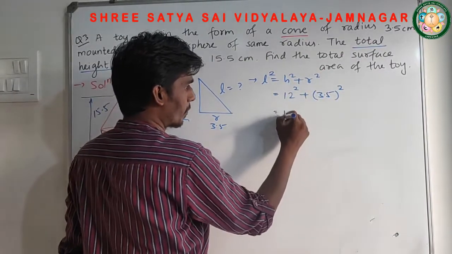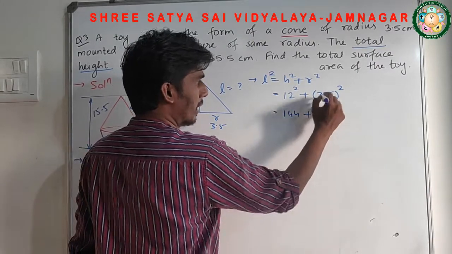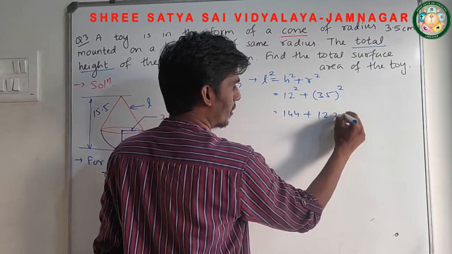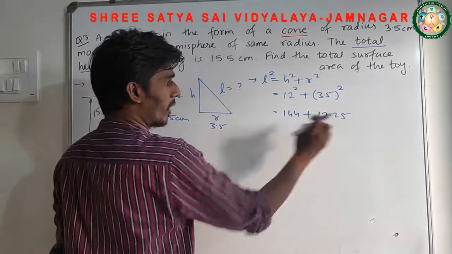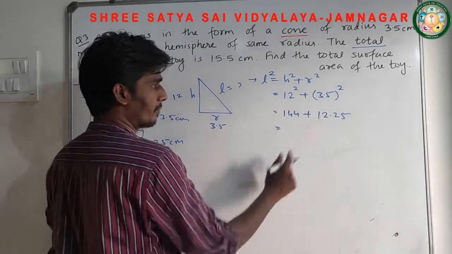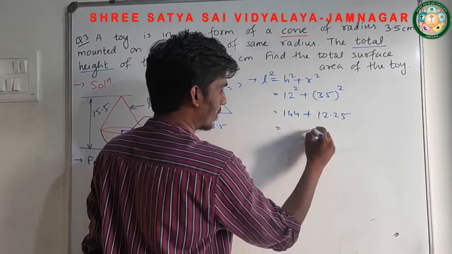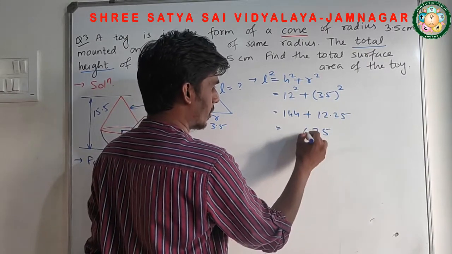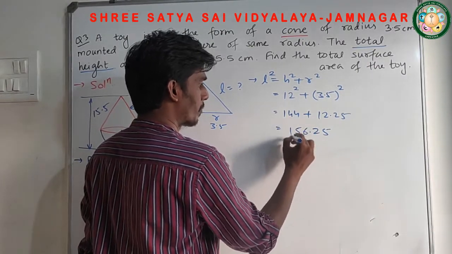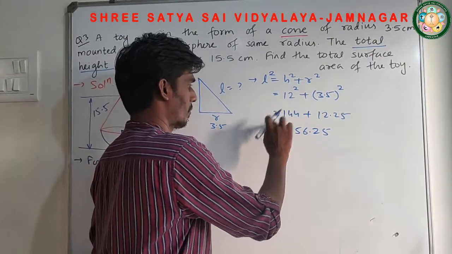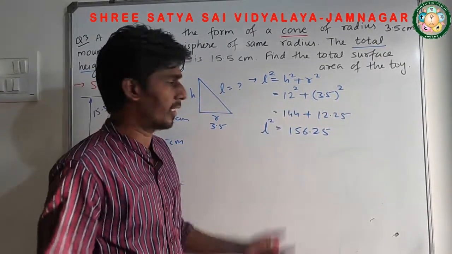So this will be 144. 3.5 square is what? 3 4s are 12.25. This is the square of this one. Now by adding this 2, what I'll get? 25 as it is. 0.4 plus 2 is what? 6. 4 plus 1. 156.25. This is one method to find.